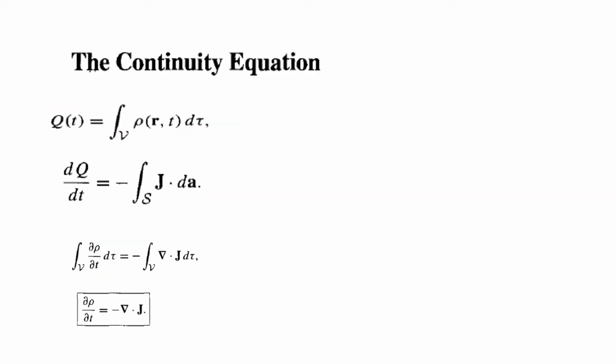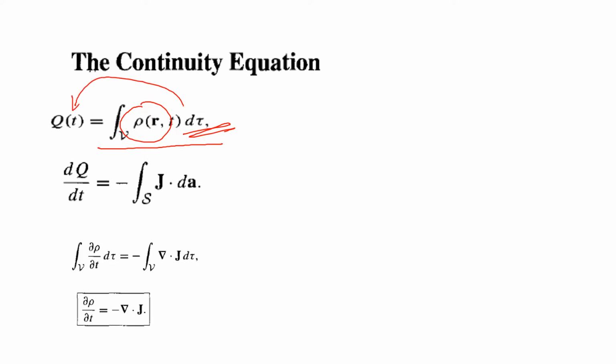So before going to the proof of Poynting's theorem, we must revisit the concept of continuity equation. We know that the total charge on a body can be written as the integral over the volume of rho d tau, where rho is the volume charge density and d tau is the volume element.